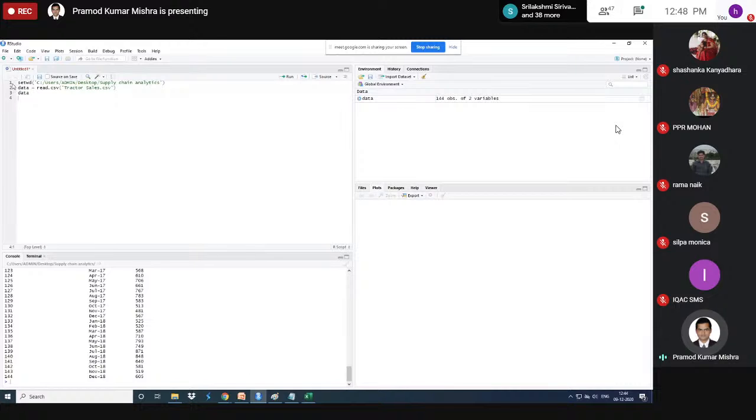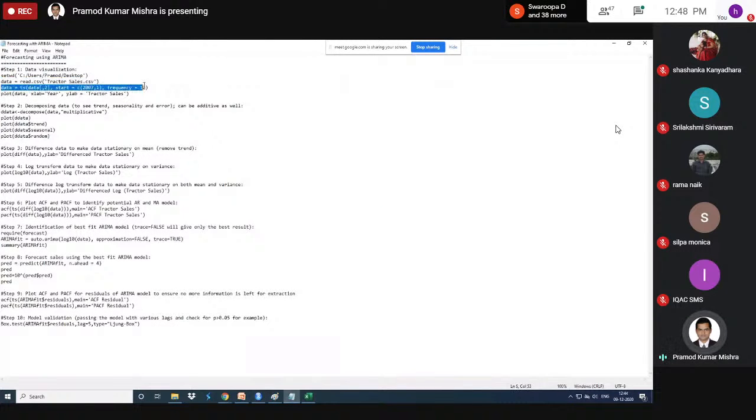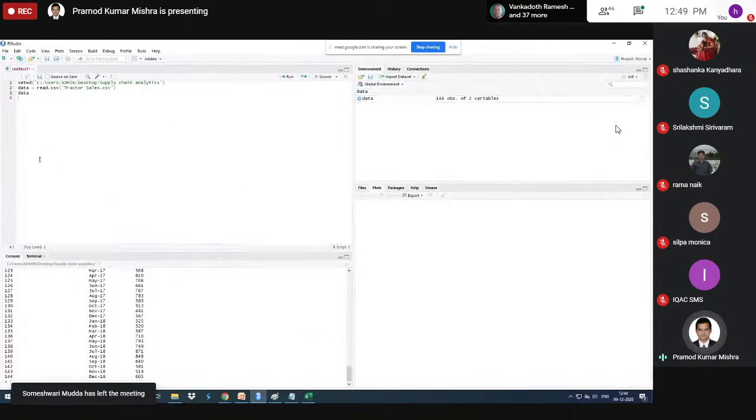Next, I need to declare that the data set is a time series, because R does not know whether your data set is a time series data set or some other data. You need to declare it. For declaring, you set data equal to time series. You can try your hands with different frequency and other things, but due to paucity of time I just want to show you how to run it.